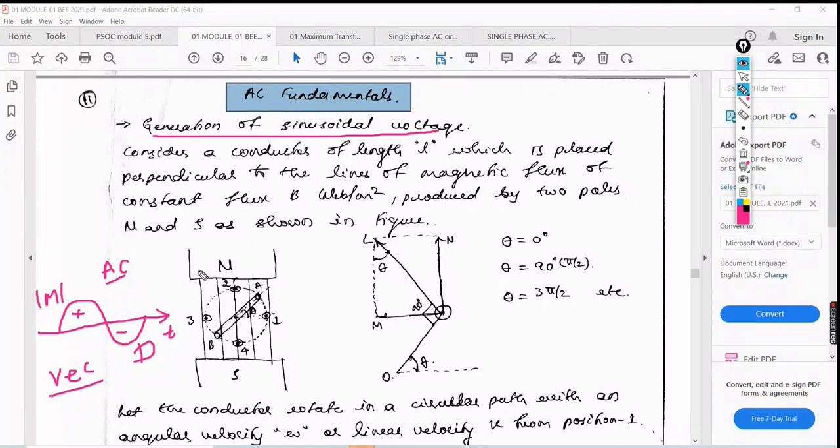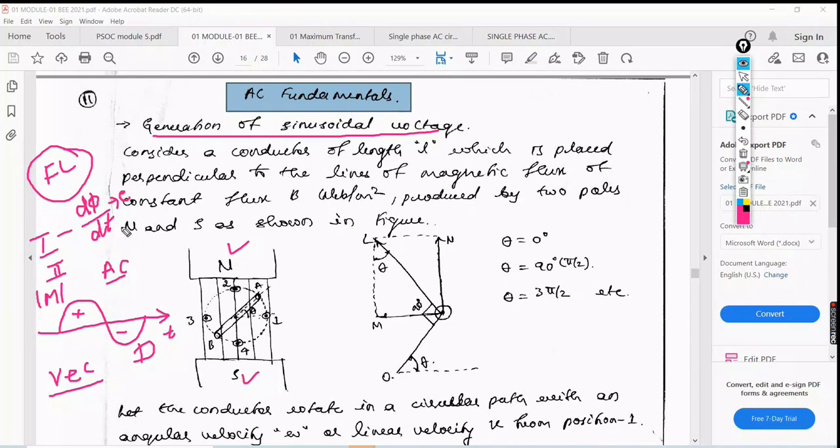Okay, here is the generation of the sinusoidal voltage. What I am going to consider here, there will be an N pole and an S pole. You might know about Faraday's laws. There will be a first law and then a second law. The first law states that whenever the flux linking with respect to the conductor changes, it causes an induced EMF.